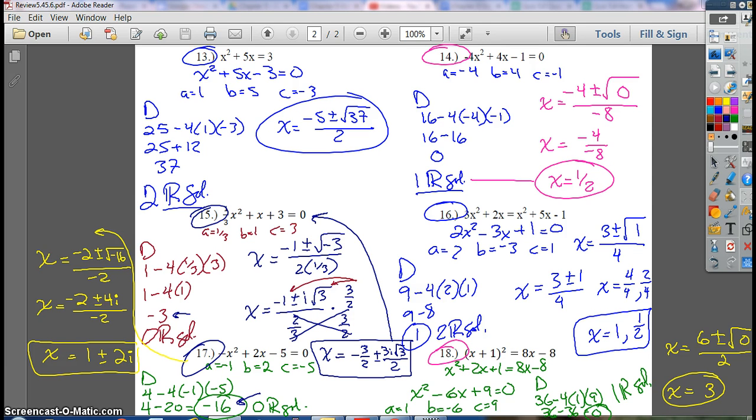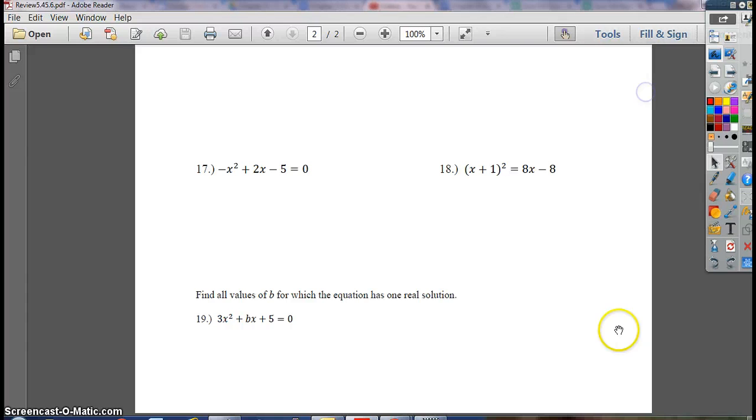But again, the ones I would have looked at, I would not have done 15, I would have done 17, I would have done 14, and the last one was 16. I would not have done 13, 15, and 18 if this was. Okay, last problem at the bottom.